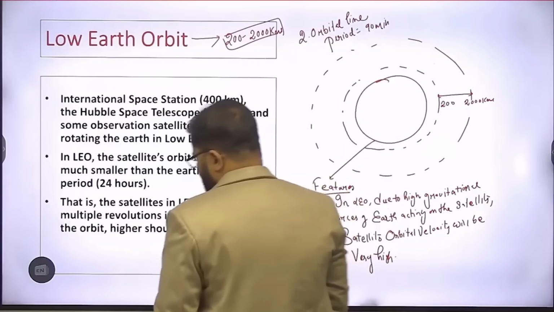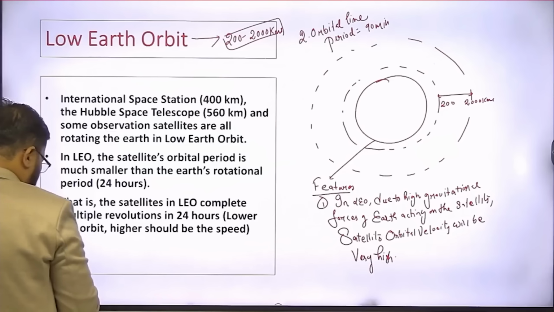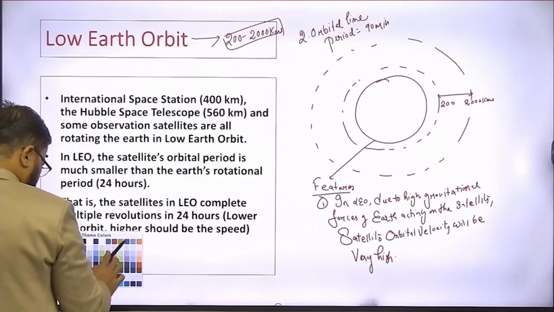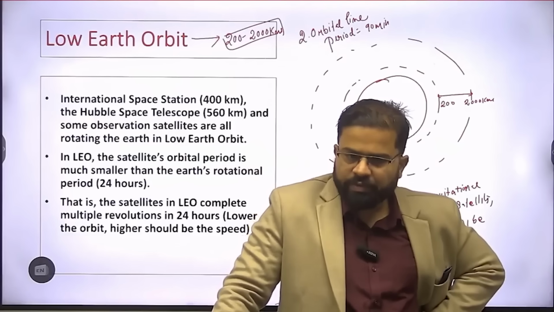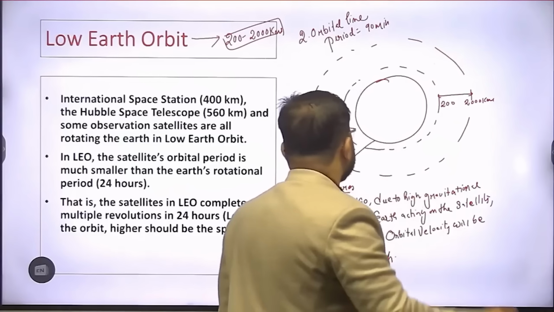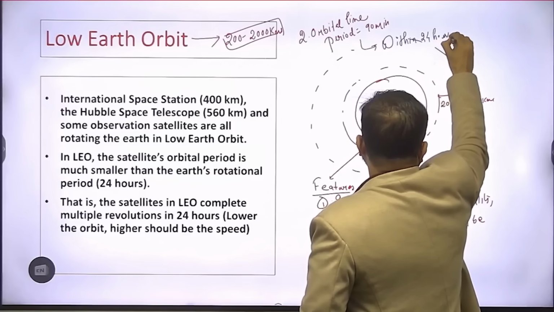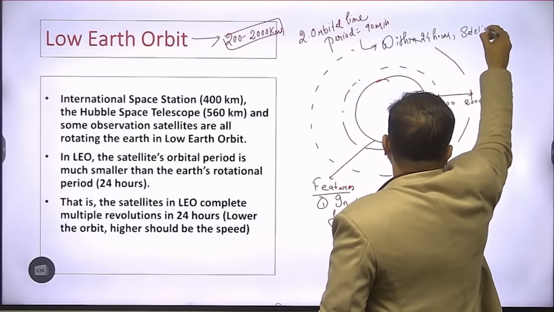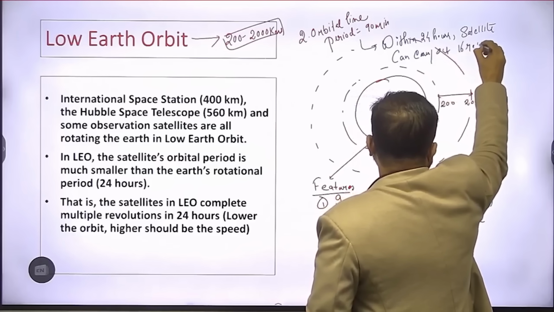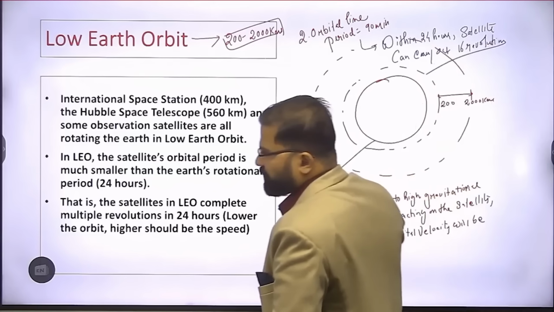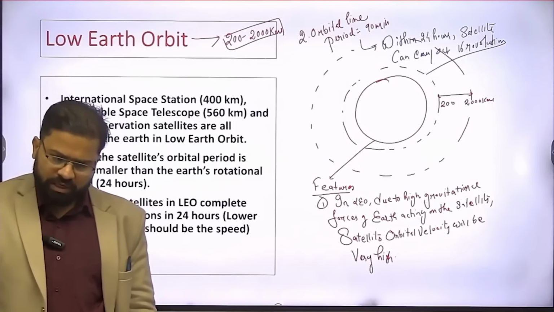And since the orbital time period is 90 minutes, what does it mean? It means that it can carry out multiple revolutions within 24 hours. Is it? Because if it takes around 1.5 hours to complete one revolution, within 24 hours it will carry out 16 revolutions. So within 24 hours, the satellite can carry out 16 revolutions. These are the different features of low Earth orbit: higher orbital velocity, low orbital time periods, and because of that, multiple revolutions around the Earth.